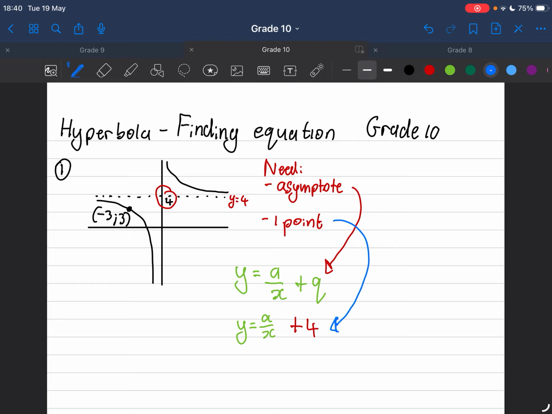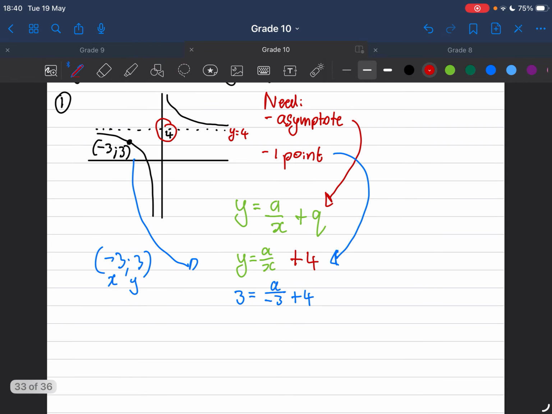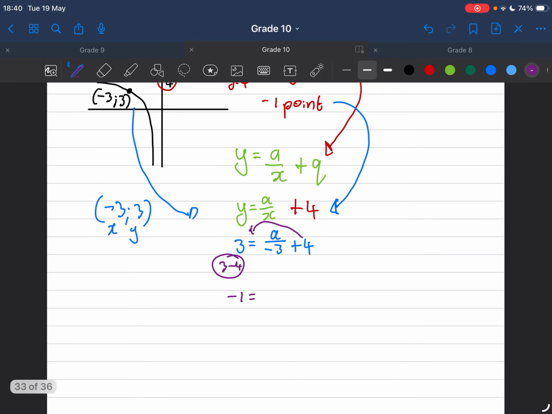And then we take our point. So in this case, our point is negative 3 and 3. This is an x and a y coordinate, so it's going to be 3 is equal to a over negative 3 plus 4. And then you solve for your variable a. So we can move our 4 across, which will become negative 4. So 3 minus 4 gives us negative 1 equals a over negative 3.